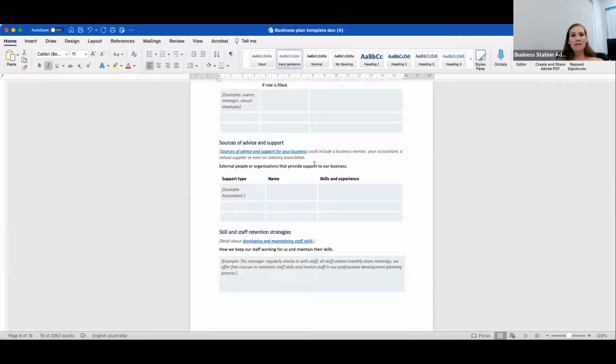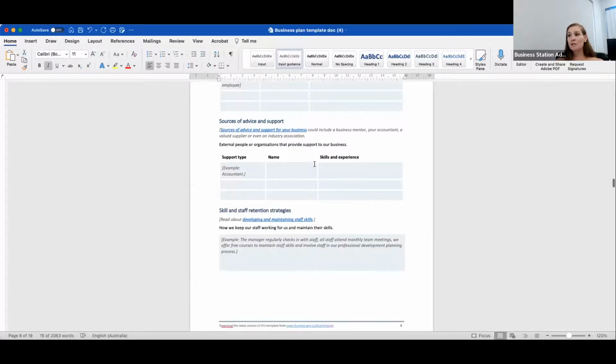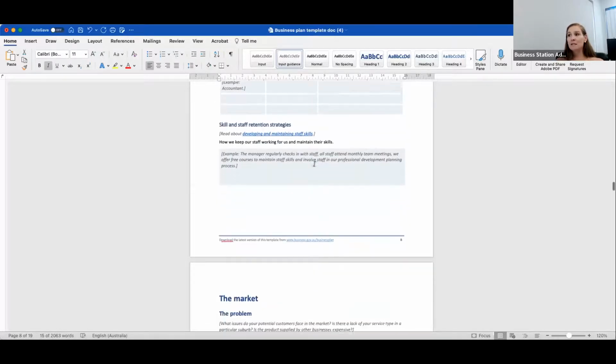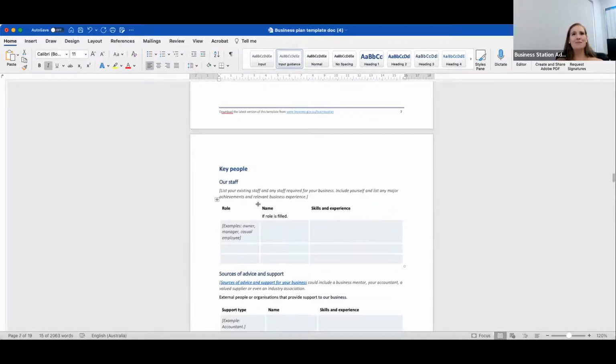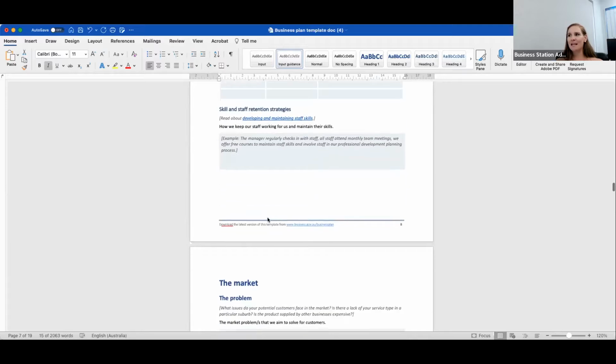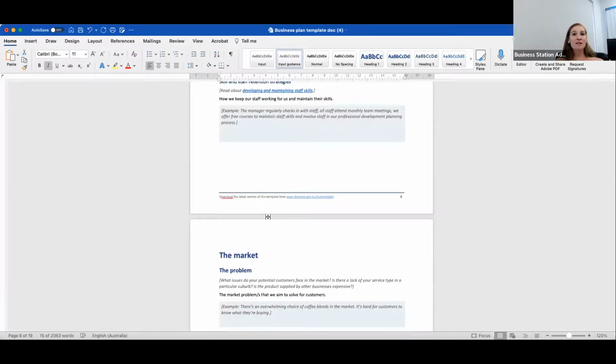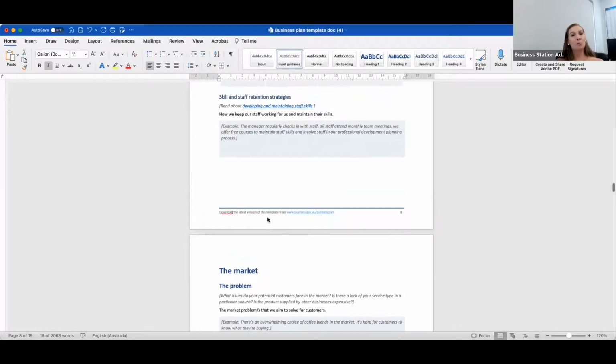Other sources of advice and support around your business. So who else are you working with? Skill and staff retention strategies. If you've got these good people, these key people within your business, how are you going to keep them? And that's really important because a lot of businesses, particularly in the service industry, are centered around the staff member, whether or not that's a business owner or a manager. And there could be a major problem within the business should you not be able to get those staff.